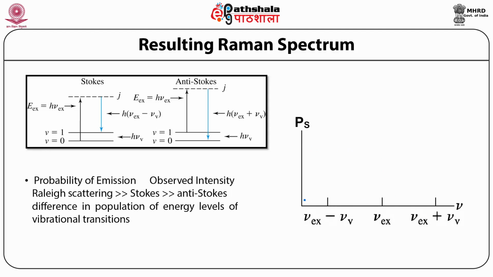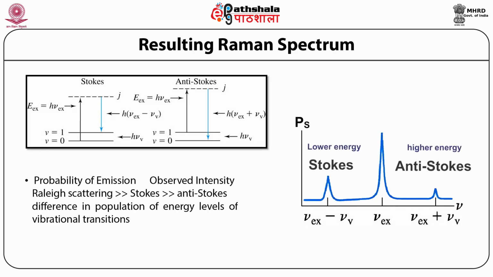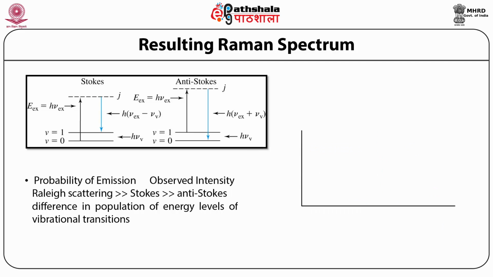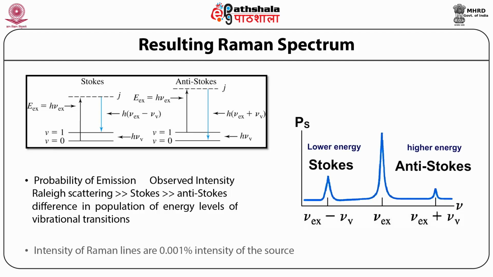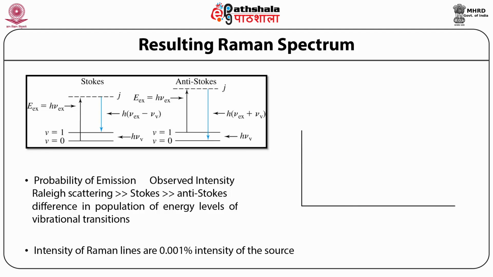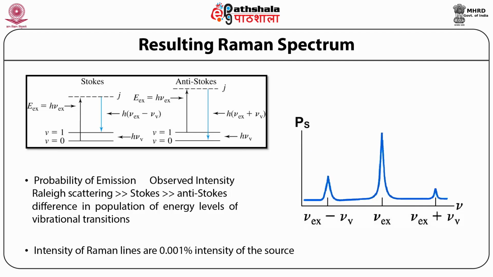The probability of emission and observed intensity is shown in a trend: Rayleigh scattering occurs at much higher energy, while the Stokes and anti-Stokes lines are at much lesser energy. There is a difference in population of energy levels of vibrational transitions. The intensity of Raman lines is 0.001% of the intensity of the source.